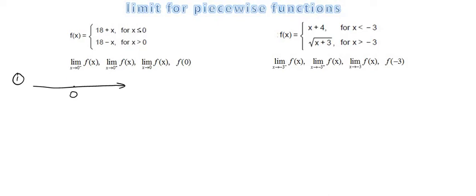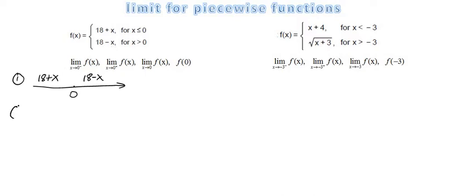Where x is less than or equal to 0, we have the function 18 plus x. So we can write 18 plus x on the left hand side, of course above the x-axis. And we can also write 18 minus x on the right hand side, because x is greater than 0, we have 18 minus x.